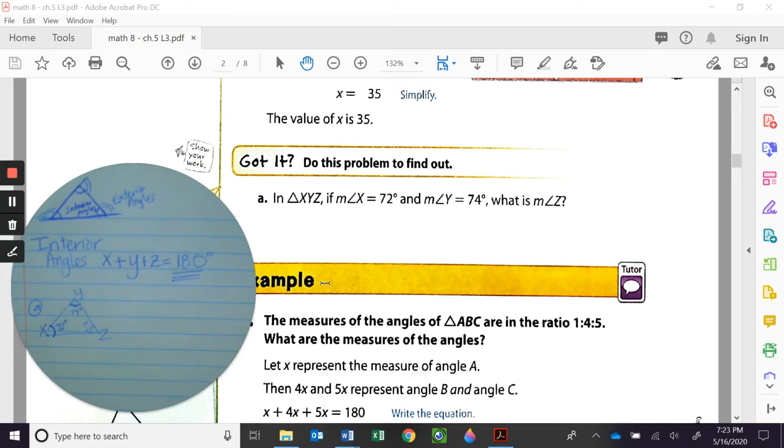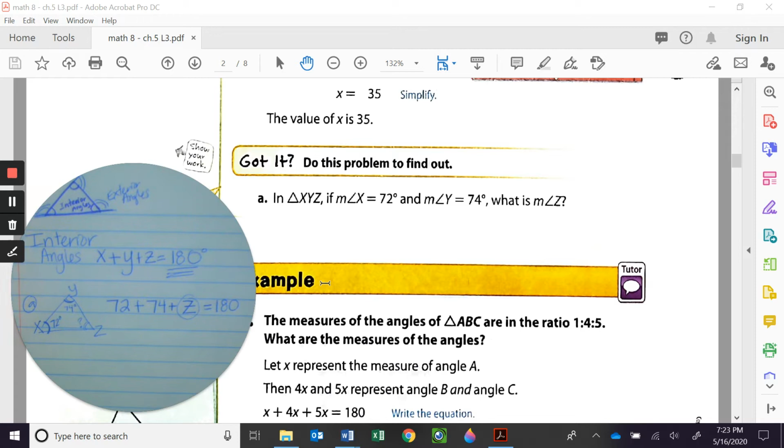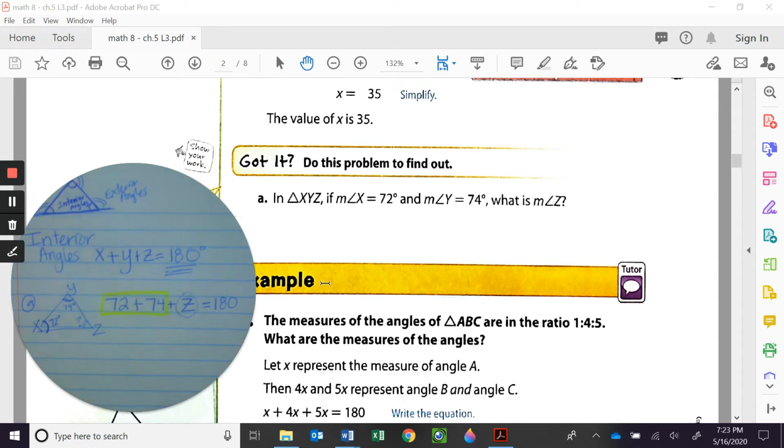So all we have to do is add it up. So 72 plus 74 plus z, remember this is the one we're looking for, has to equal 180 degrees. Okay. So because these are on the same side, we can add those up. So we get 146 plus z equals 180. Now we're ready to solve for z, so we're going to subtract 146 from both sides.